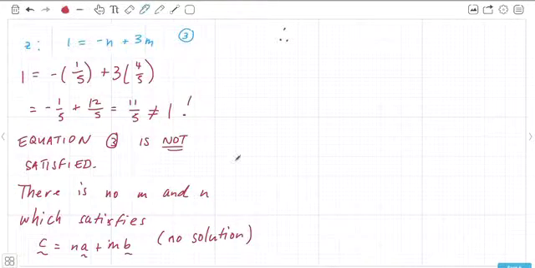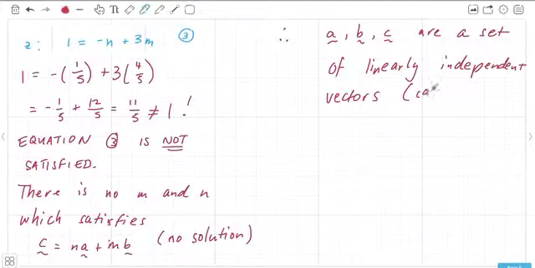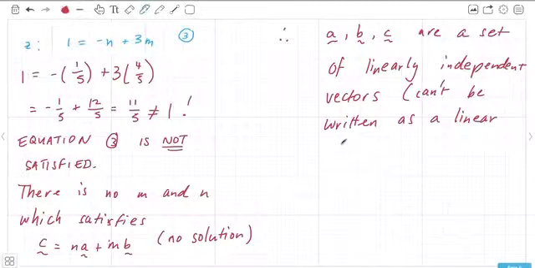Therefore, because there is no solution to that expression, those vectors A, B, and C are a set of linearly independent vectors, because they can't be written as a combination of each other. They can't be written as a linear combination. Linear, by the way, just means that you've got those things added together in some combination. So because we found no solutions that work for all three equations, this expression cannot be satisfied. There is no solution, and hence those vectors A, B, and C are not dependent, they are independent.